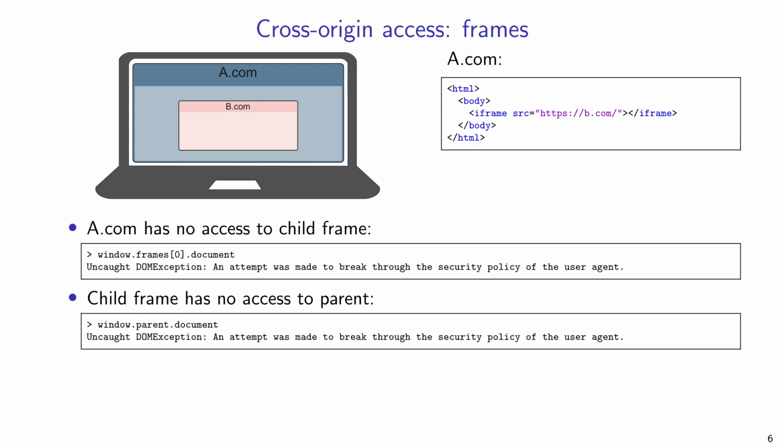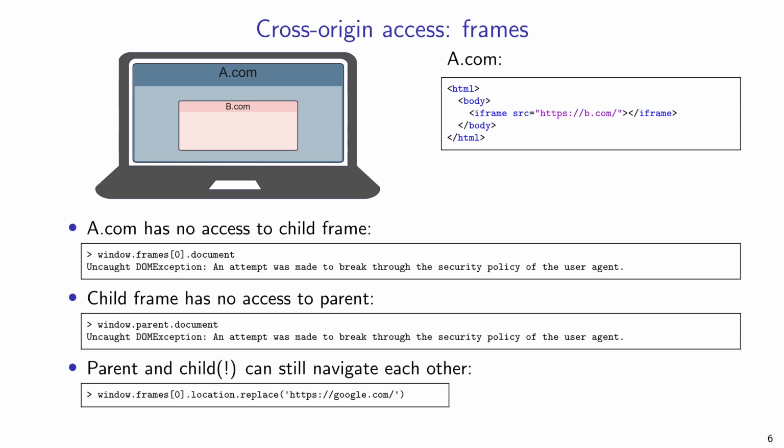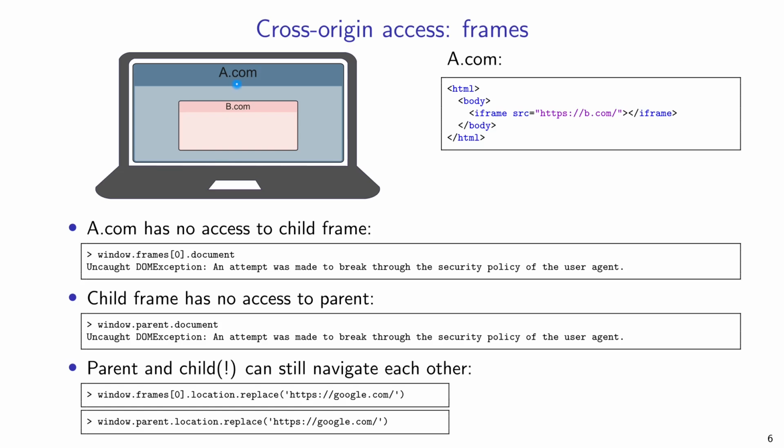However, what is perhaps quite unexpected is that the parent and the child can still navigate each other. So the parent can redirect the child frame to another website, and also the child frame can redirect the parent window to another website. It is probably fine that the parent can redirect the child frame wherever it wishes. But why should a child frame from another origin be able to interfere with the parent window? So as you see, embedding frames from untrusted origins can also introduce some security issues for the embedder.